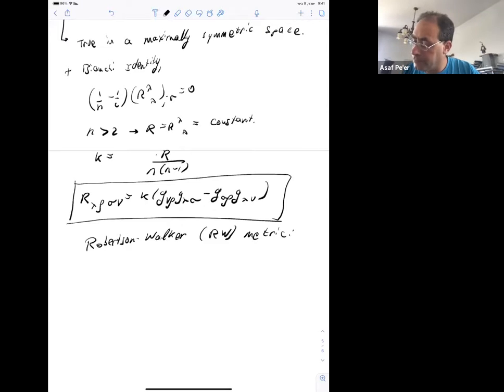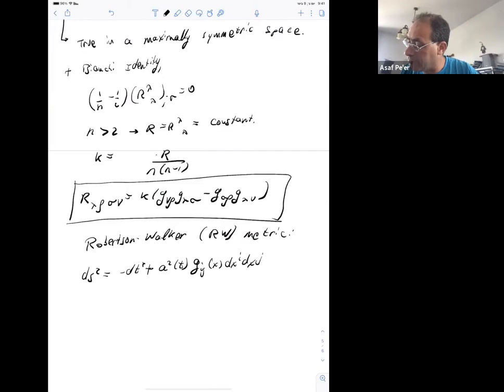ds squared is minus dt squared plus some constant a squared of t. So some constant that depends on the time, times g_ij dx^i dx^j.